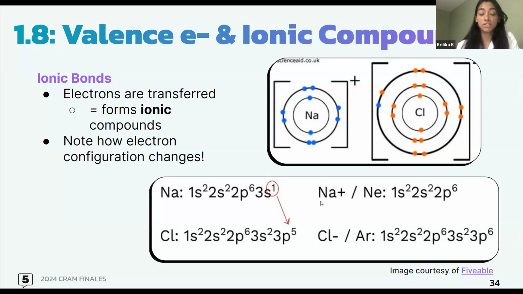So we're going to look at the electron configuration down at the bottom. This is what I was talking about before. This is the configuration on the left of Na before transferring its electron. You can see it has one electron in the s orbital, in the shell, and then Cl has 5 instead of 6. Once the electron transfer does happen, Na is left with 2s2 and 2p6, and Cl is left with 3s2 and 3p6.